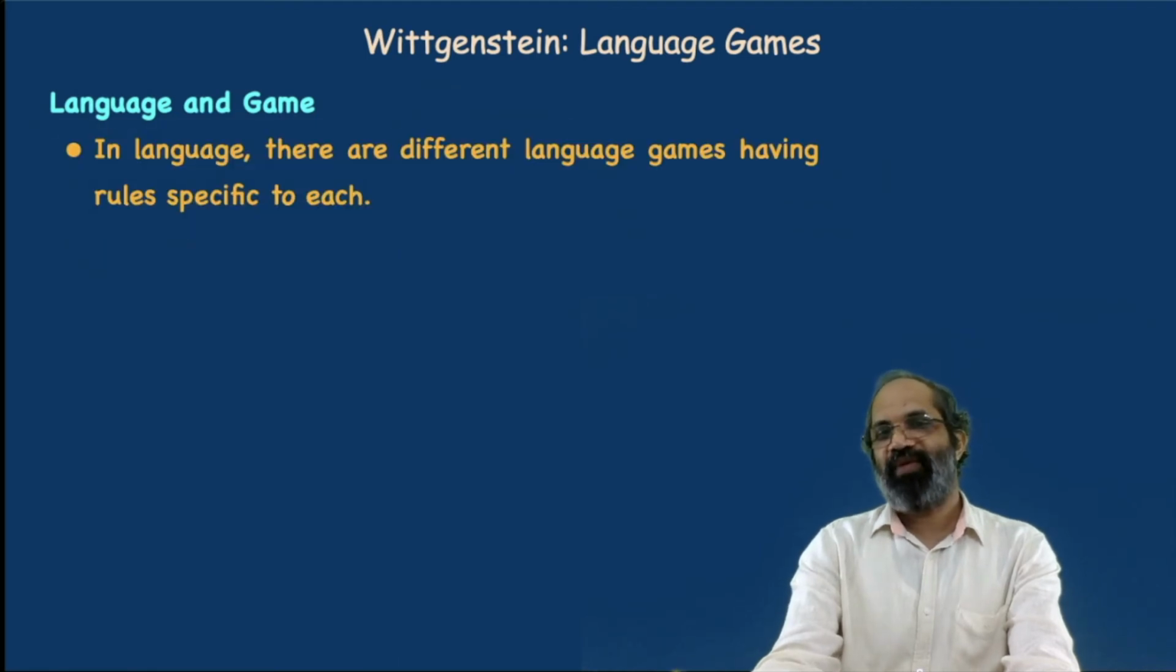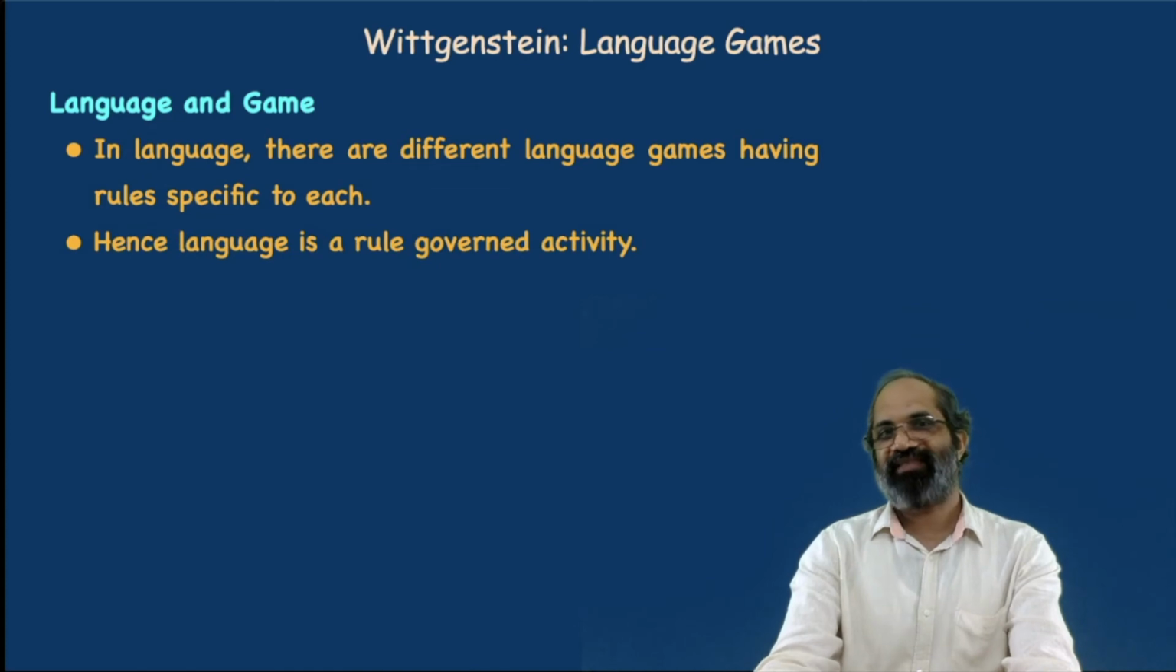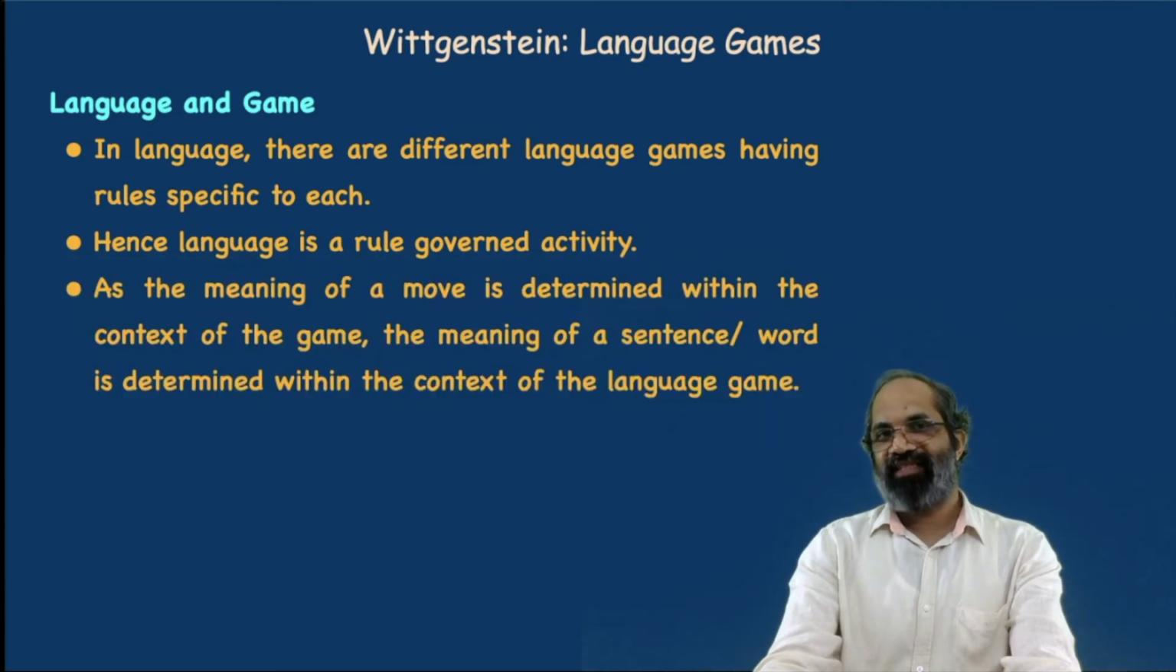Now, in language, there are different language games having rules specific to each. There are different language games, which means the way in which the meaning comes out in a specific context. There are some rules that are followed for that. Hence, language again is a rule-governed activity. And as the meaning of a move is determined within the context of the game, the meaning of a sentence or word is determined within the context of the language game.